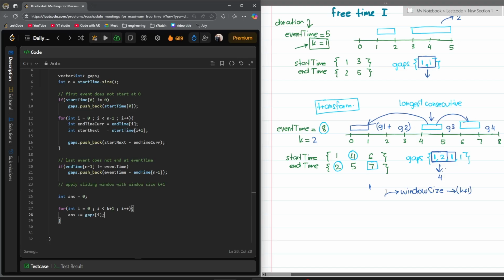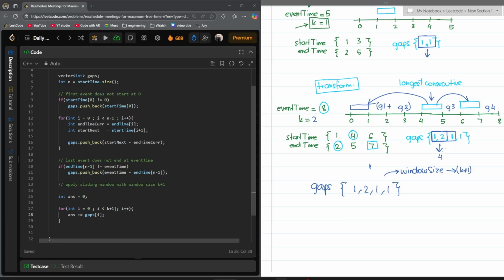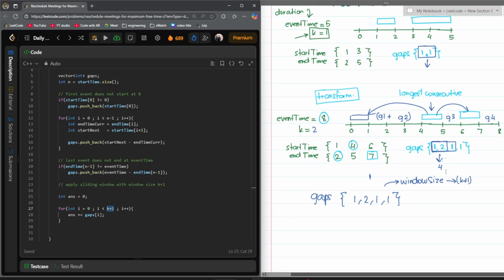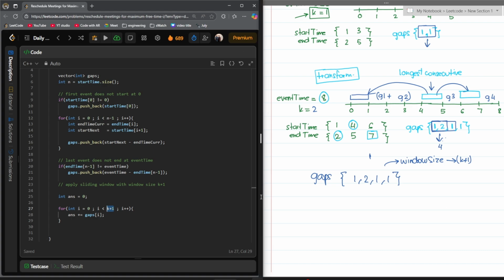Now let's say that over here gaps is something like this. So you have the gaps array: 1, 2, 1 and 1. There can be a scenario, if you think about it, where this k plus 1 is actually larger than the size of gaps. What kind of a scenario would be when this k plus 1 exceeds the size of gaps?